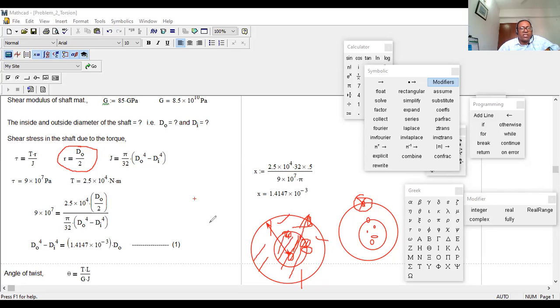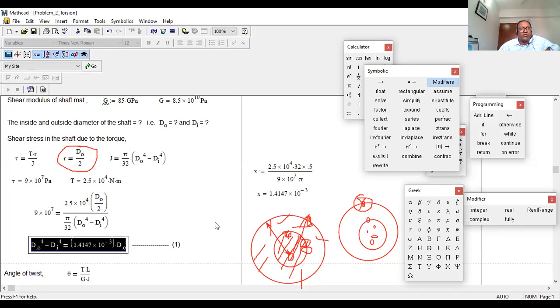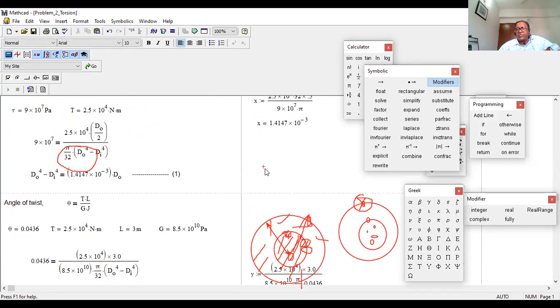Anyway, so right over here, you put everything. This is the value of the J. Then tau value is over here. T value is given. So you put in the equation, you get this one. And now I see right over here D naught, you cannot solve it. So now you use the second formula. Second formula, theta equal to TL by GJ.